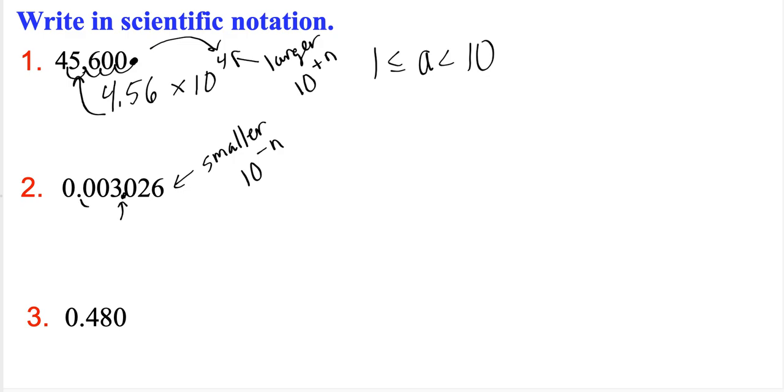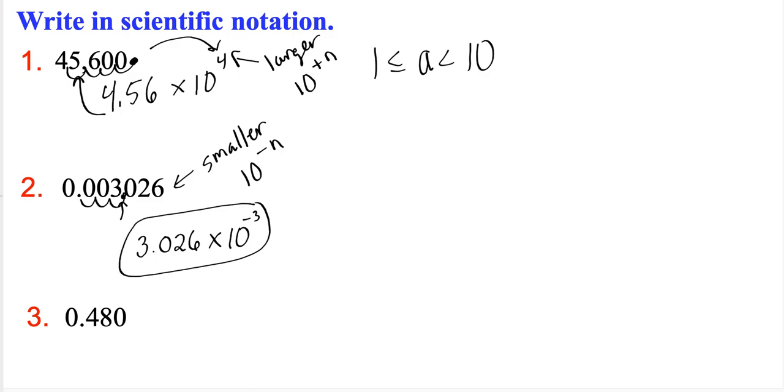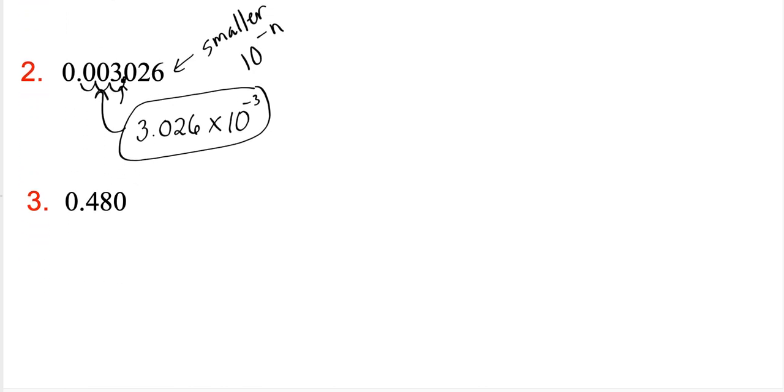So in order to get it there, we have to move it 1, 2, 3 places. So it'll be 3.026 times 10 to the negative third, because we moved it 3 places, all right? And now again, if I think about expanding this back out, if I have a negative exponent of the 10, it tells me to move the decimal place left, and I would get back to where I started right there. Okay? So go ahead and give the last one here a shot.